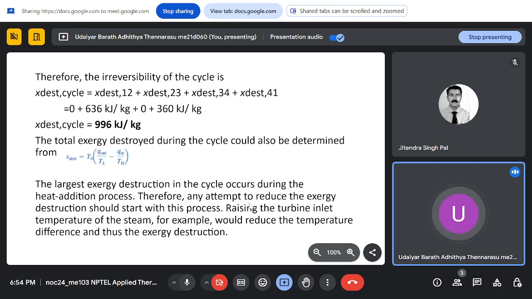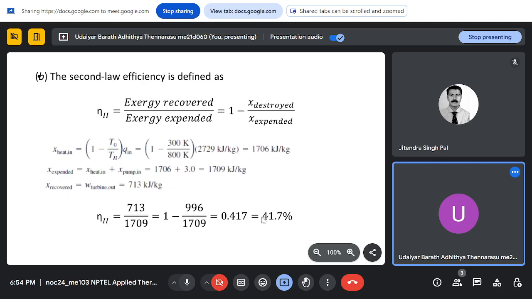So this can be done by raising the turbine inlet temperature. This will reduce the temperature difference and thus exergy destruction. So that is one way of doing it. So basically you are moving the cycle up. The second is to find out the second law efficiency. The second law efficiency is nothing but exergy recovered divided by exergy expended, or you can say 1 minus exergy destroyed by the exergy which you are spending.